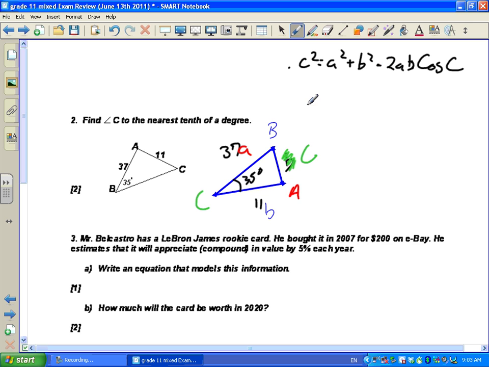Okay? We're going to plug these values in. We're looking for side C. Side A is 37, and side B is 11. 2 times 37 times 11, cos 35 degrees.